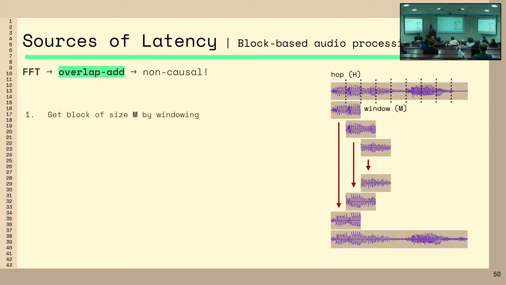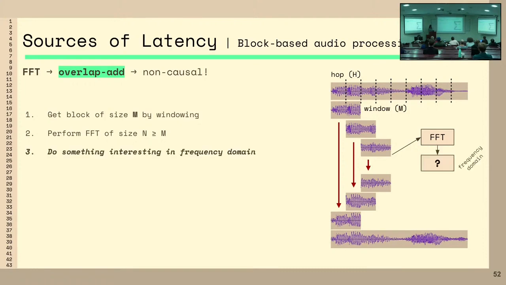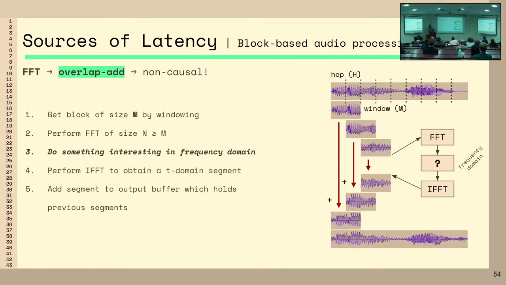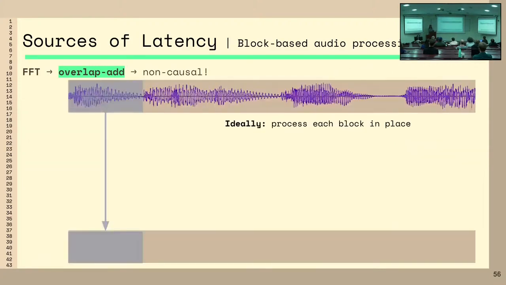Even if you had an ideal system with no conversion latency, no buffering latency, no communications latency, if you want to do block-based processing, that's going to have inherent latency. So in the case of the FFT, you get a block of size N. You window it, you perform the FFT of it, you do something interesting with it, you perform the inverse FFT, add a segment to the output buffer so that you can write it back. And then when you write it back, you advance by the hop size.